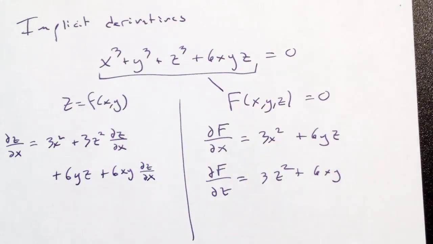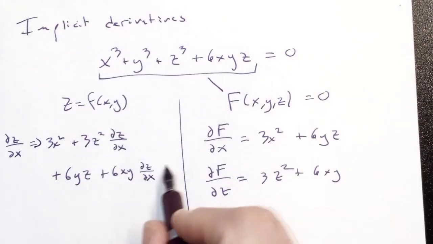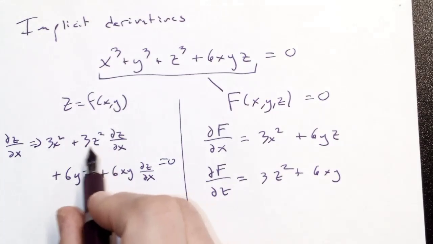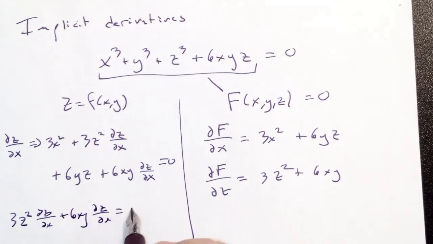And this is exactly what we did on Monday. And then we rearranged to get dz dx alone, right? So let me do that right now to solve for the other side. This was equal to 0. So I'm going to move the non dz dx terms over. So I get 3z squared dz dx plus 6xy dz dx equals negative 3x squared minus 6yz.